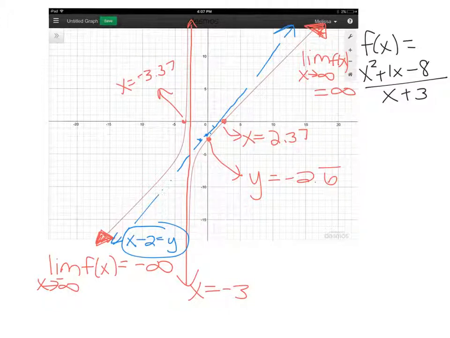So that is pretty much everything. We labeled our intercepts and our asymptotes. Our domain, obviously this function is not continuous. There's a restriction at negative 3. So our domain goes from negative infinity to negative 3 with a union of negative 3 to infinity.